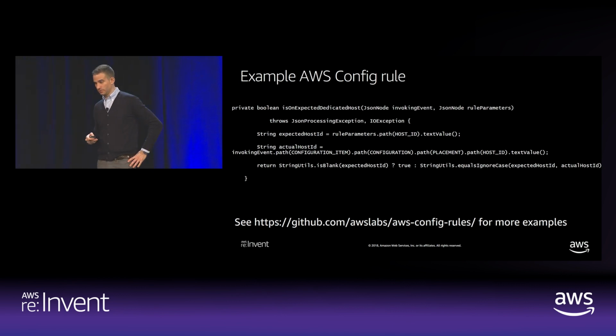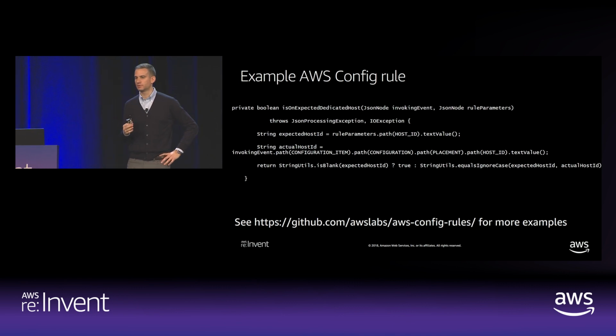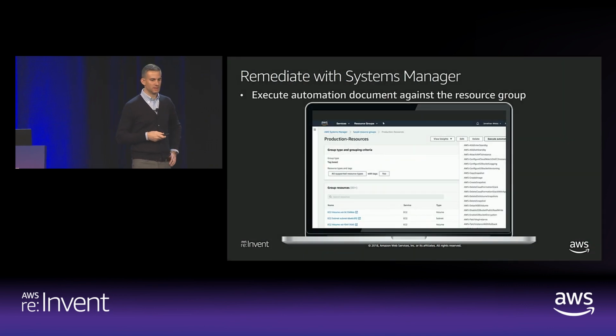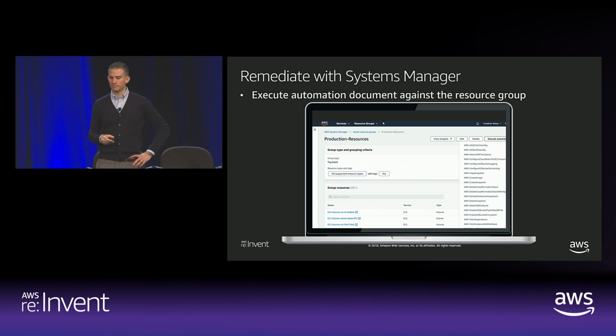So the next piece is remediation. I want to be able to run any of my runbooks, so automation documents essentially, against my resources in a particular resource group. Here I'm looking at the resource group dashboard in the Systems Manager console, and on the right is a dropdown that lists all my automation documents. So I can say for this resource group, let me run a particular automation document that executes whatever logic I want to have in my runbook, right?